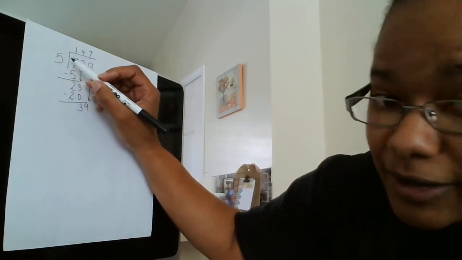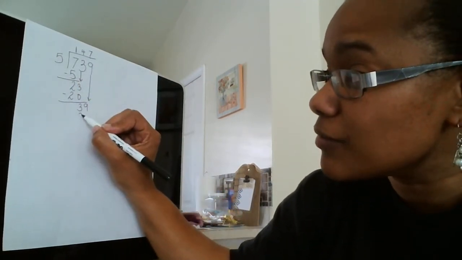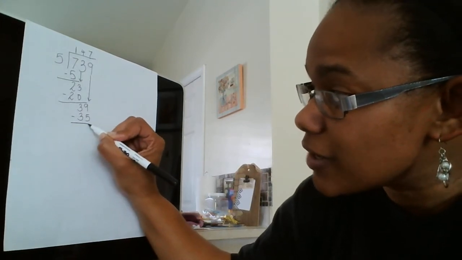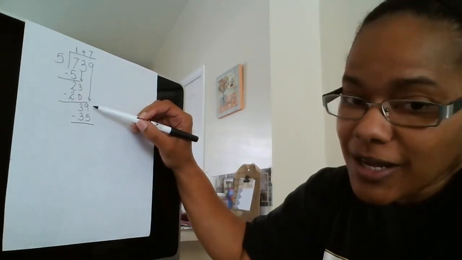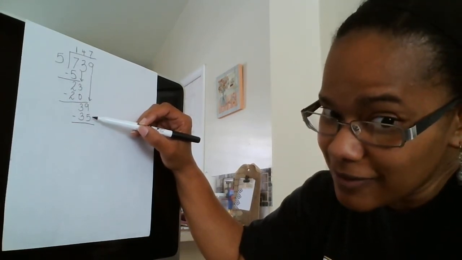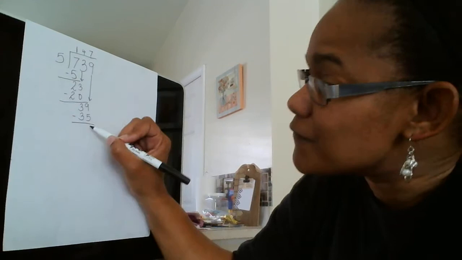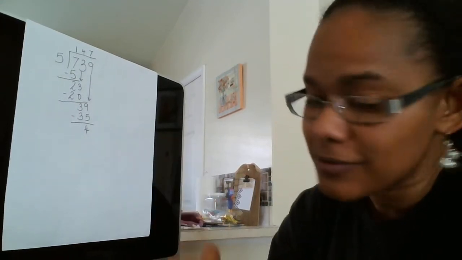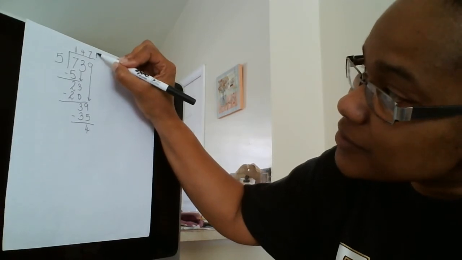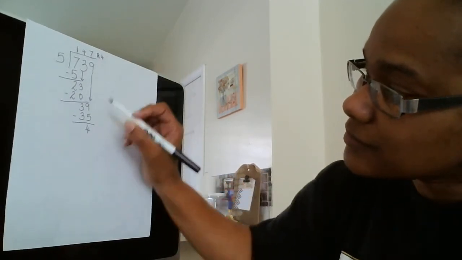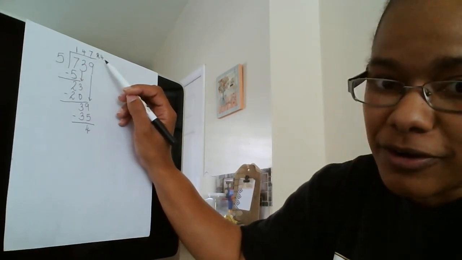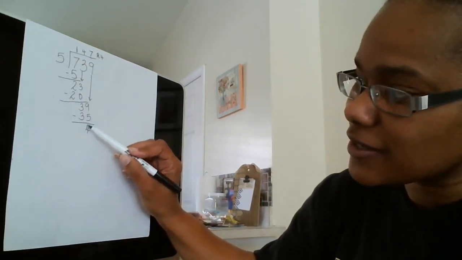I just figured out that 5 times 7 is 35, so I'm going to go ahead and write that down here. I'm subtracting these numbers. 39 minus 35 gives me 4. Okay? So I know that my answer for this problem is 147, remainder 4. That's that 4 that's left down there.